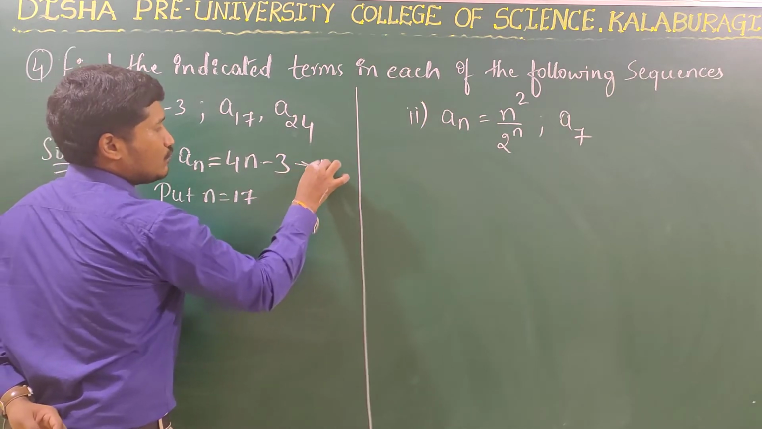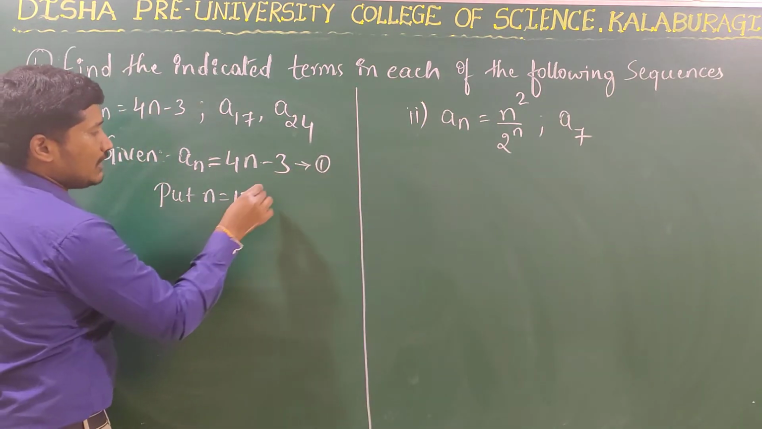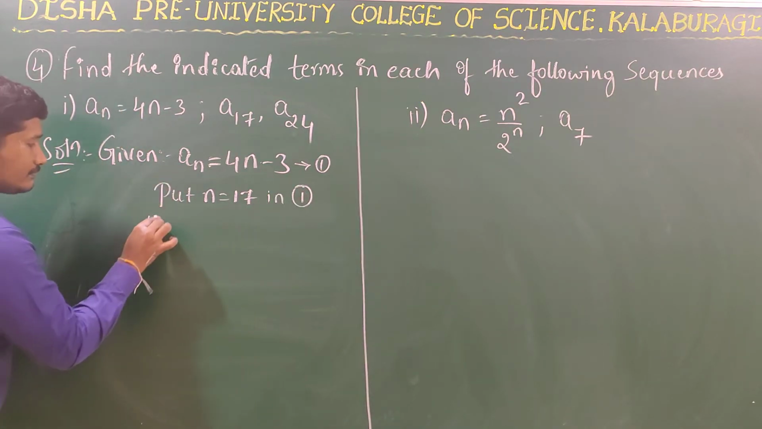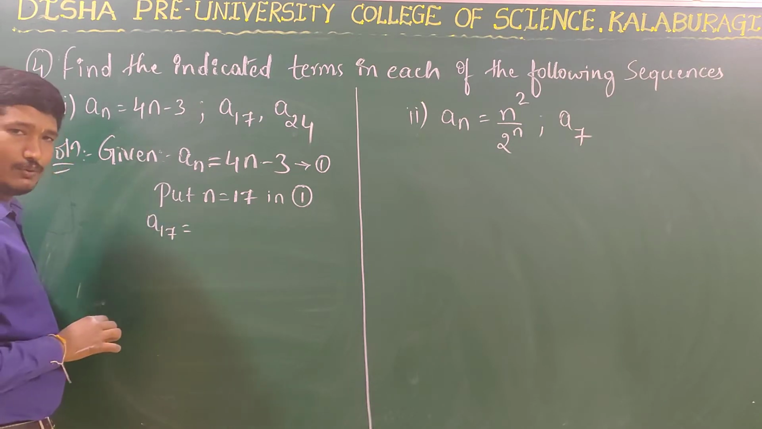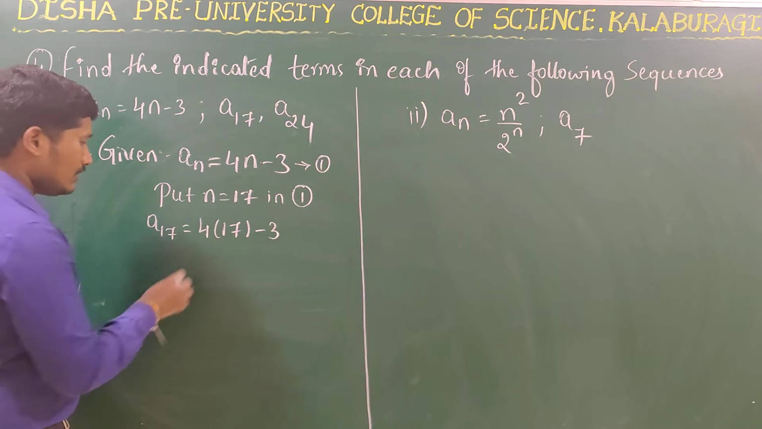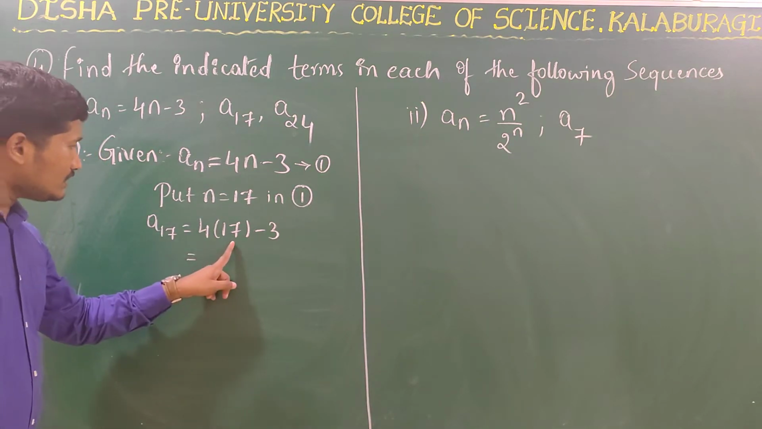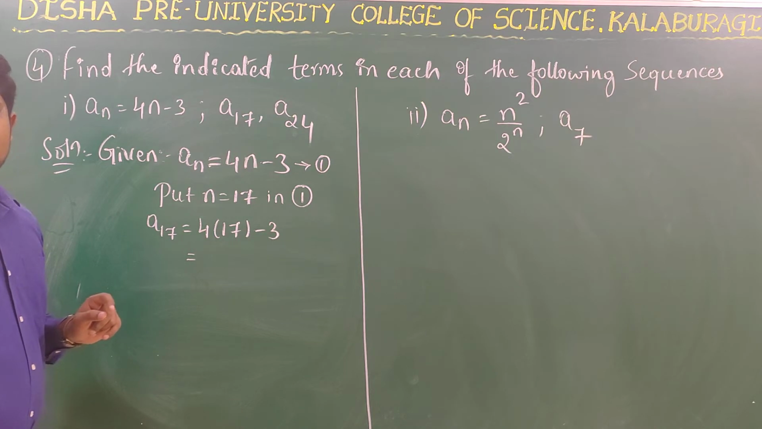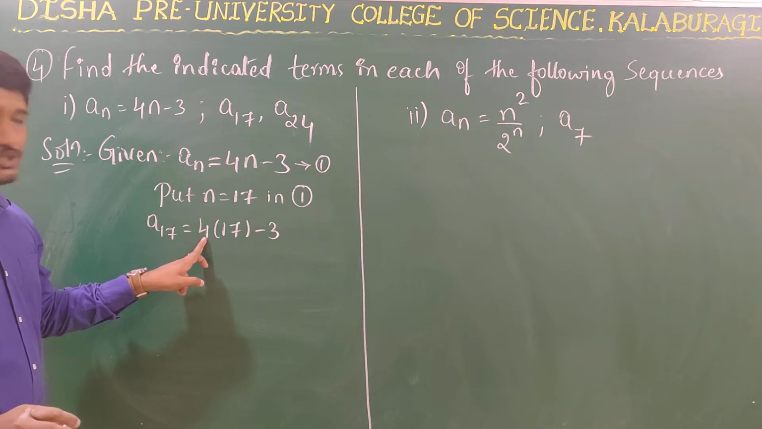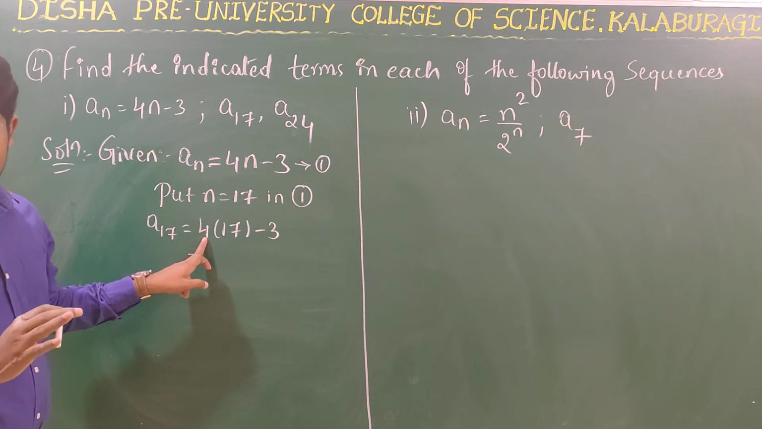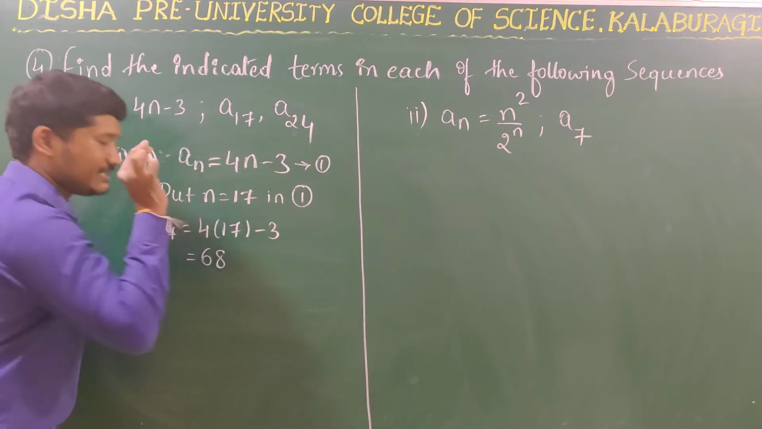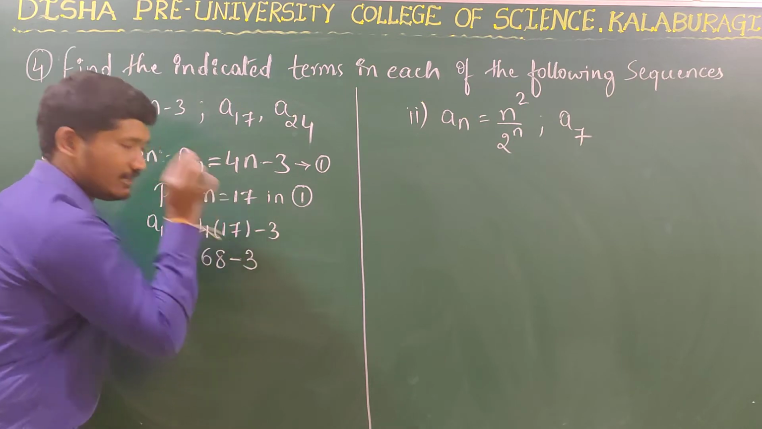Let us take this as equation number 1. So put n is equal to 17 in 1. So now this becomes what? A17 equal to 4 into 17 minus 3. So this is equal to what is 17 fours? 17 into 4 is what? 68. What is 17 fours? Equal to 68. This is minus 3.